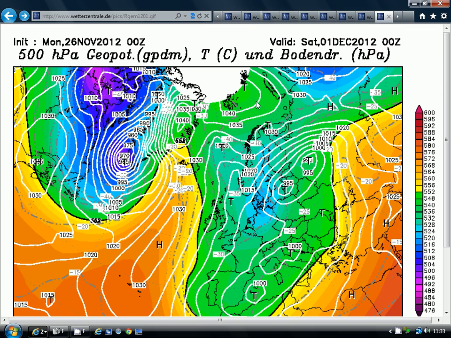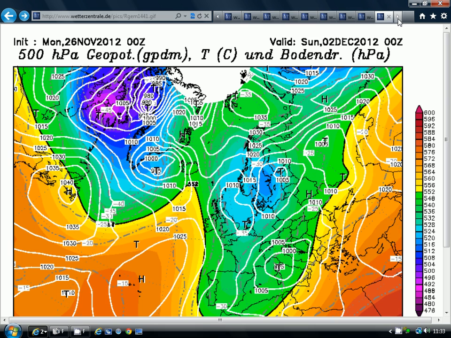So this is for Saturday the 1st. Again, we're in this cold north to northeasterly flow, probably bringing in snow showers to the east side of the country. That's low pressure coming out of Canada, stalling to the south of Greenland. Going through to Sunday the 2nd of December, we're still in this cold run.